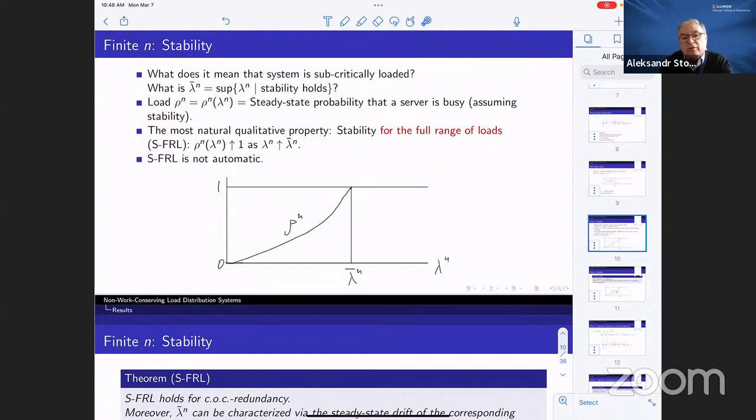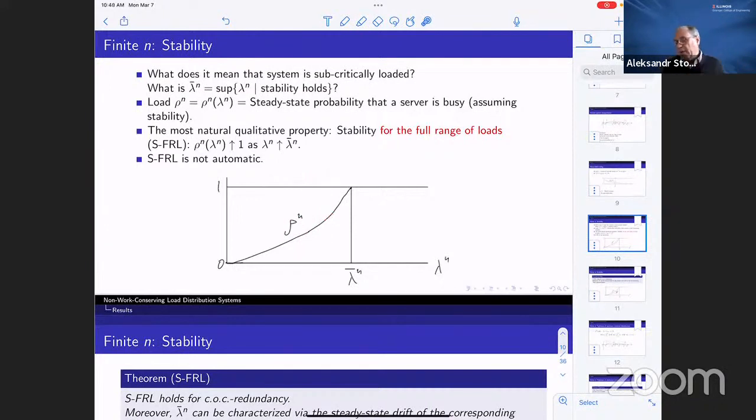Then the most natural qualitative property which you expect from the system is stability for the full range of loads, which basically means that if you pick different lambdas, so for this lambda, your load is this. If you pick a different lambda, your load is something else.